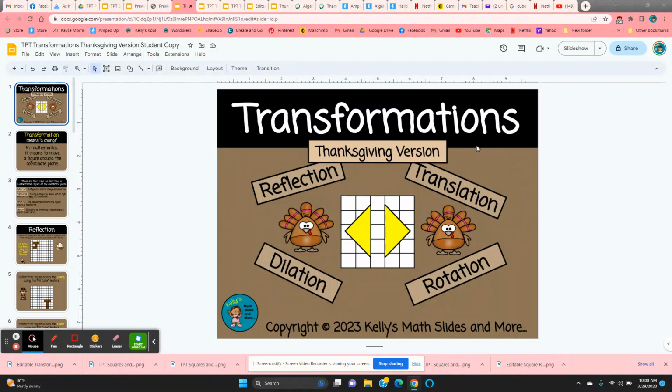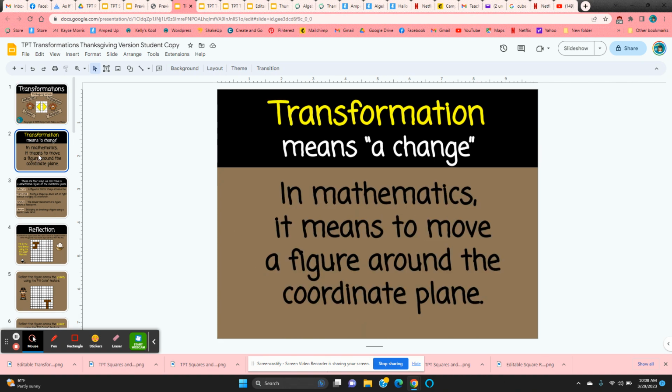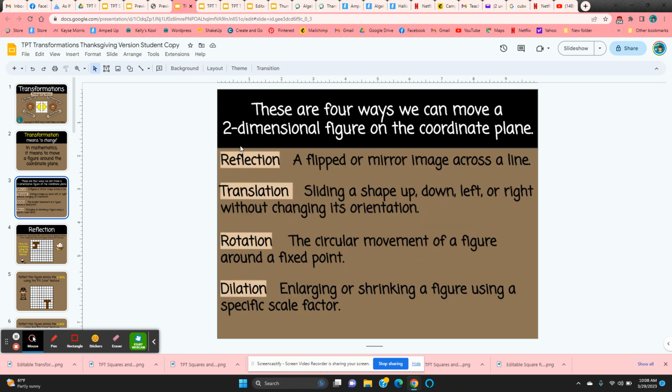Transformations. This is a Thanksgiving version, and this covers the transformation, the reflection, translation, dilation, and rotation around the origin. So it starts with a definition of what transformation means and what it means in mathematics. And it's followed with the 4 different types of transformations that you'll see in this lesson, so students can refer back to this for a definition.